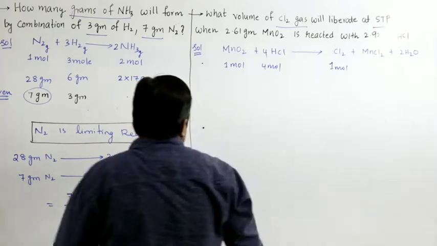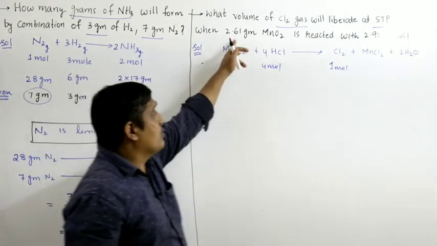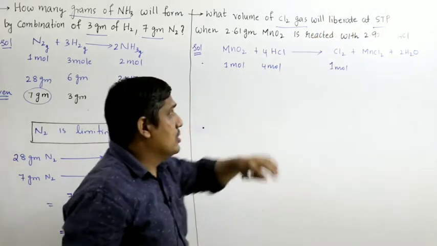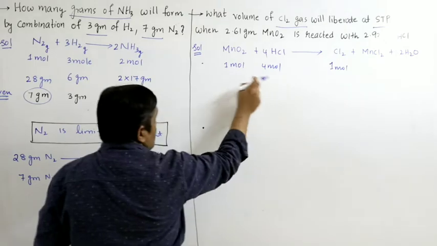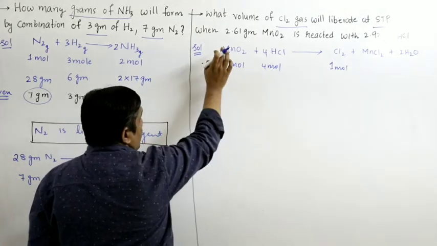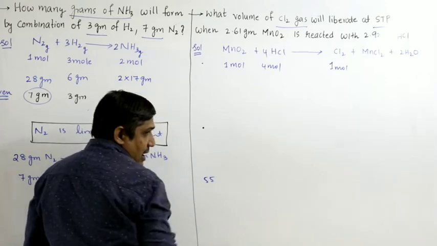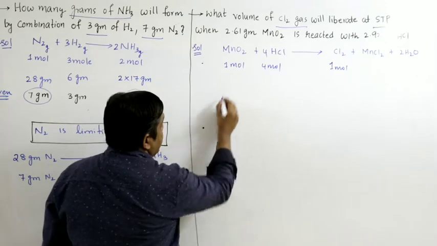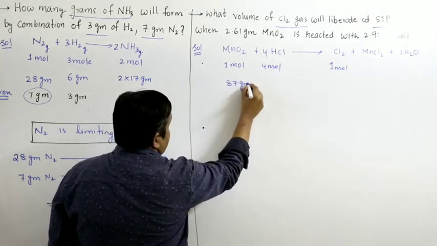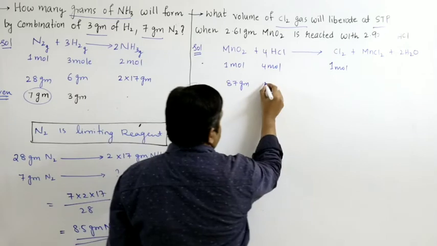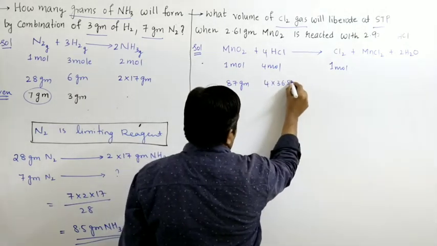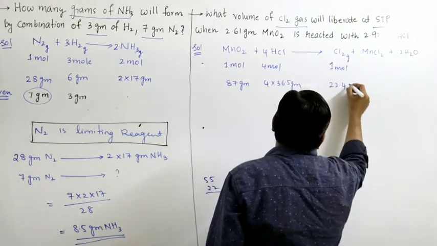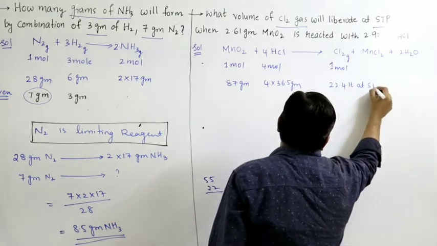Right. Convert into mass because here mass is given, here also mass is given. For chlorine you require volume, but for these two you require mass. 1 mole of MnO2: atomic weight of manganese 55, oxygen 16, 2 into 16 is 32. So, you will get 87 grams. 87 grams, 4 into 36.5 gives the volume asked. So, this is a gas, 22.4 liters at STP.